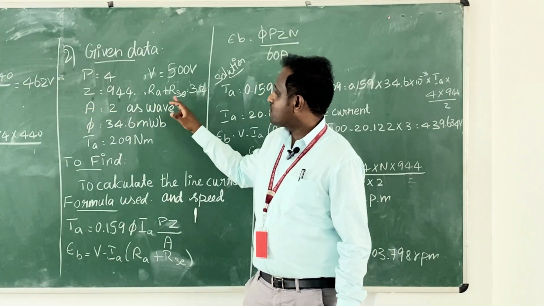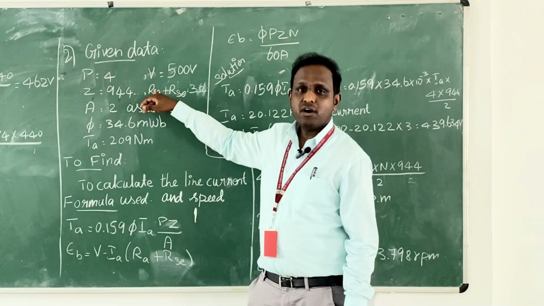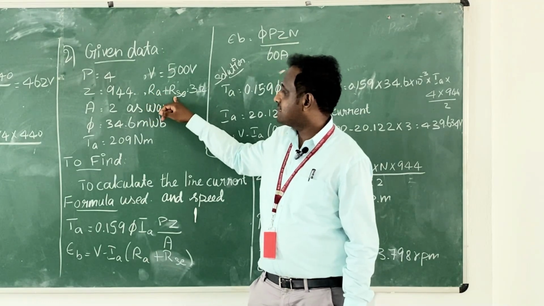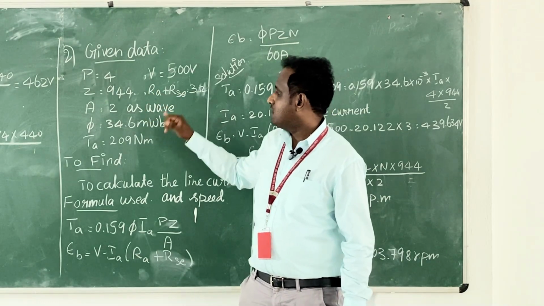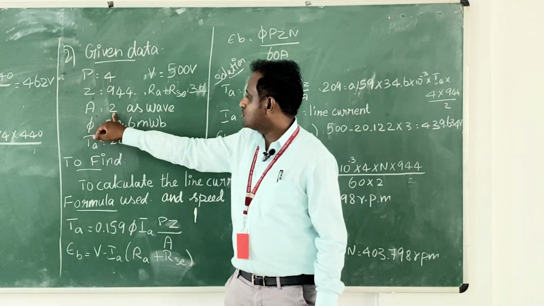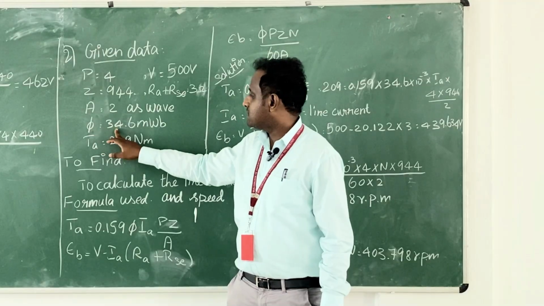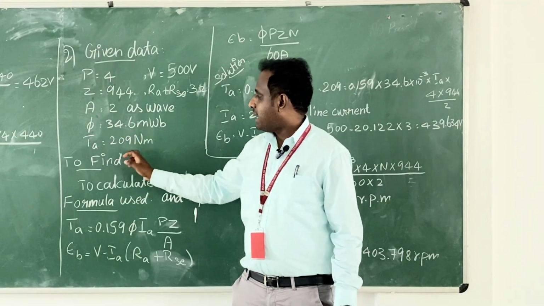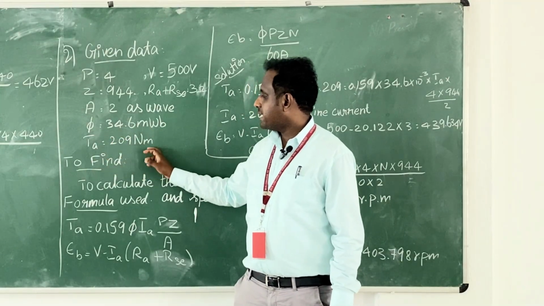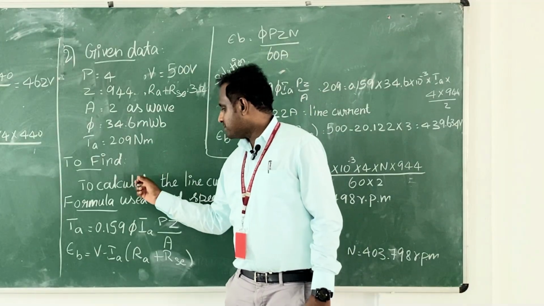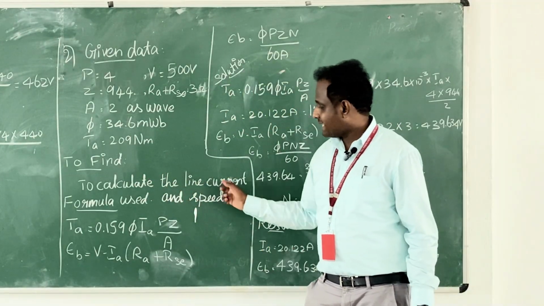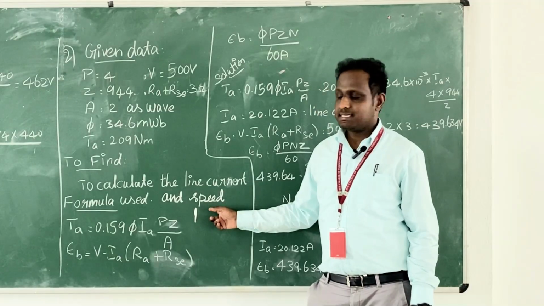It is a series motor, which has a total resistance of armature resistance and series resistance with the value of 3 ohms. A is 2, which is considered as wave winding, the flux per pole is 34.6 milliweber, and the armature torque is 209 Newton meter. Our objective in this problem is to calculate the line current and the speed of the DC series motor.